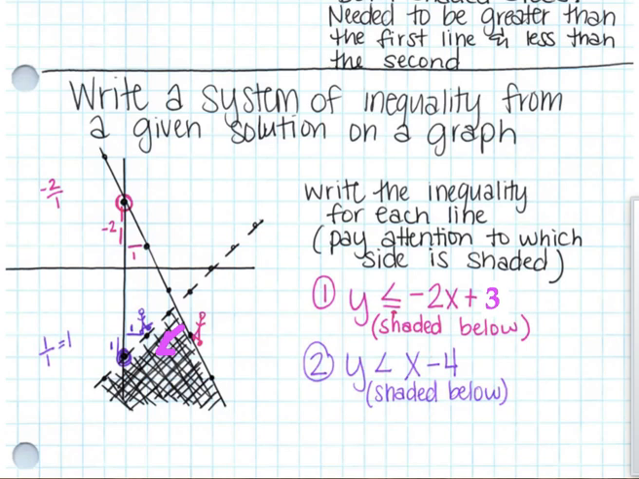Okay, let's look at the other line. The other line crosses at -1, -2, -3, -4, and then it's going up 1 over 1. So since it's going up 1 over 1, you would just put x or 1x. And since it's below, you know that it's less than. It cannot be equal to because it's not a solid line. So they're both shaded below. Notice below and below. This one is a solid line, so it has to have the or equal to. This one is a dashed line, so it's just the less than.